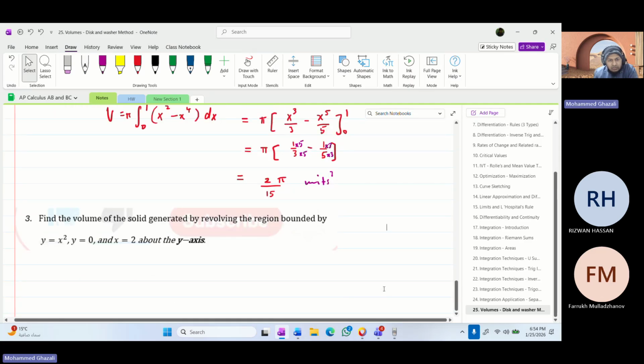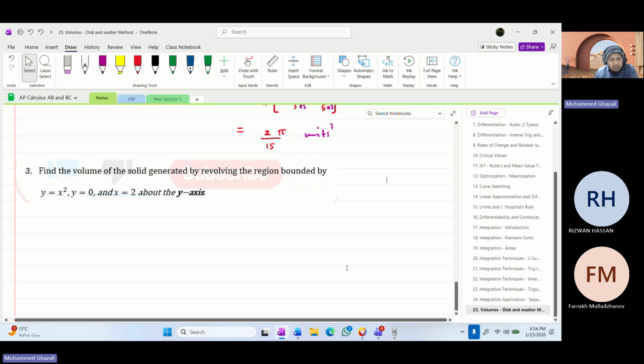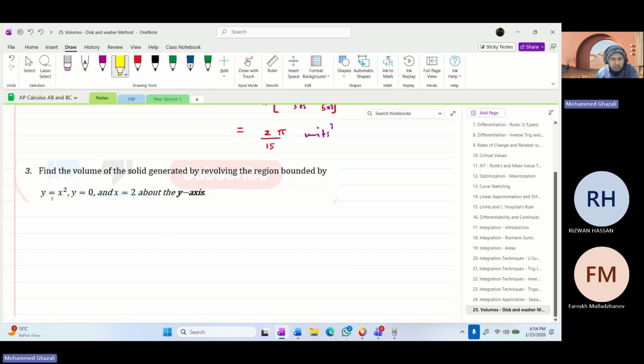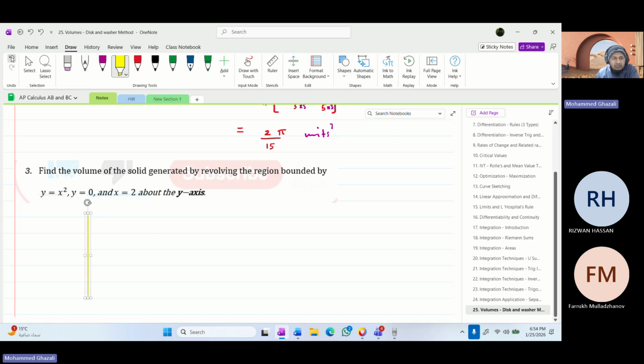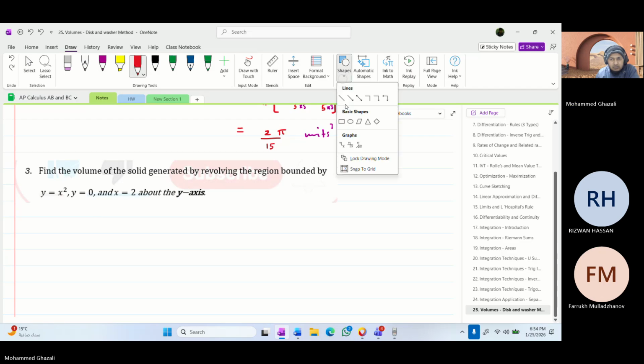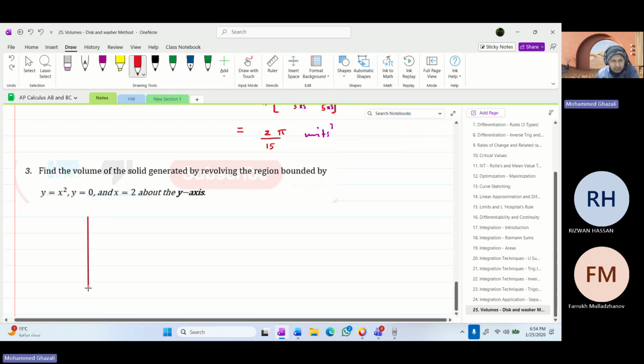Find the volume of the solid generated by revolving the region bounded by y equals x squared, y equals 0, and x is equal to 2 about the y-axis. This is an easy function. Y equals x squared is basically a parabola. There's no points of intersection here. You only get points of intersection when you have 2 or more curves. So you just have a single curve here.